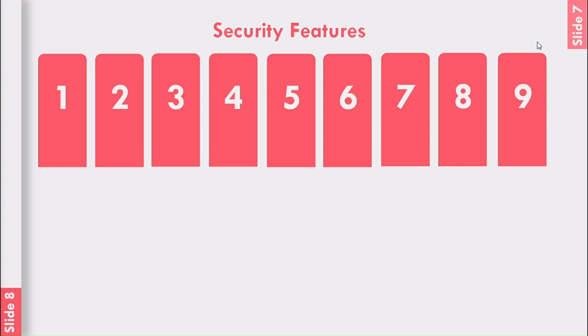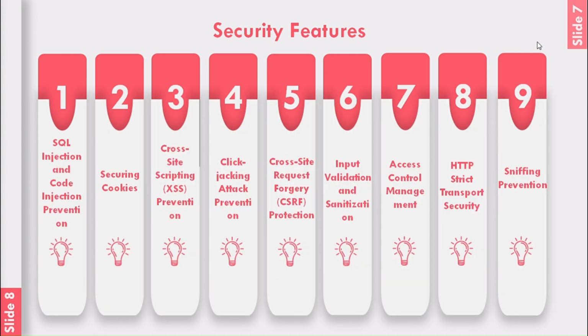So in our project, we prioritize robust security features. In our website, starting with the SQL injection and code injection prevention, we have taken measures to protect the backend from malicious data input that could compromise our database. This mainly prevents attackers from manipulating SQL queries to access or alter data without any authorization.